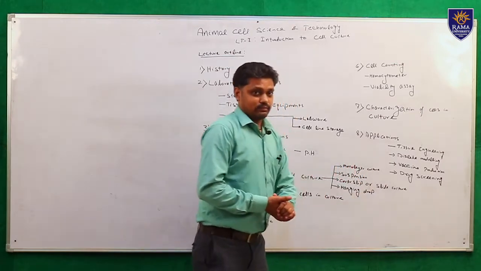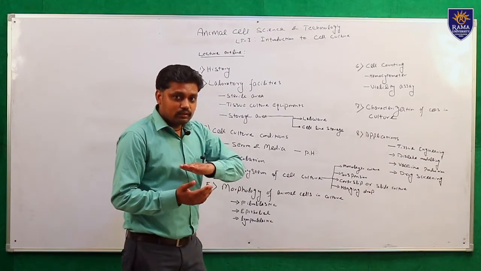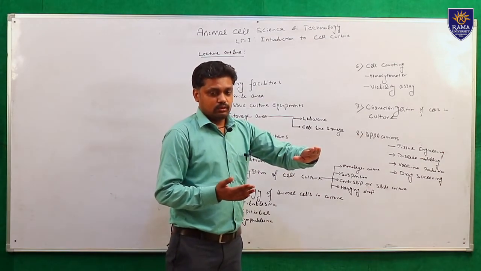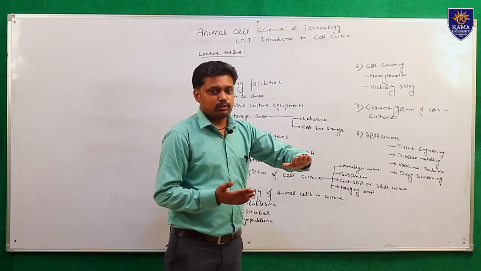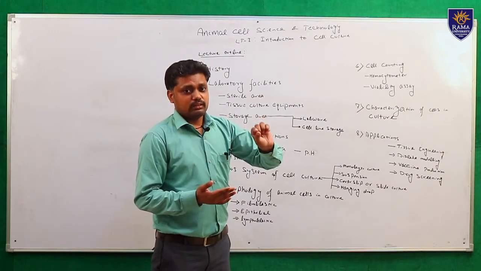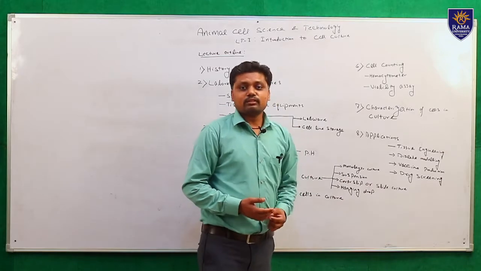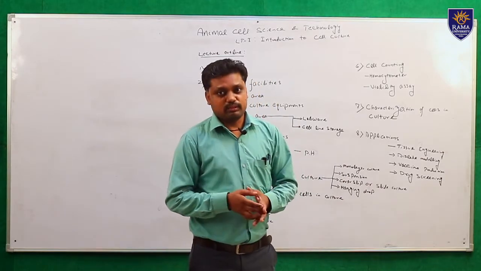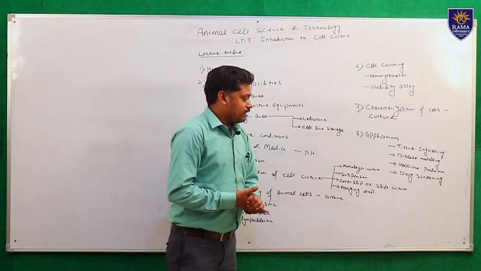So, monolayer culture. What do we mean by monolayer? As the name suggests, monolayer means just a thin film. The cells will be growing just as a thin film. There will be no three-dimensional structure or thickness. Thickness is very little. Suspension culture is cells growing in aqueous medium. Then the cover slip or slide culture method.